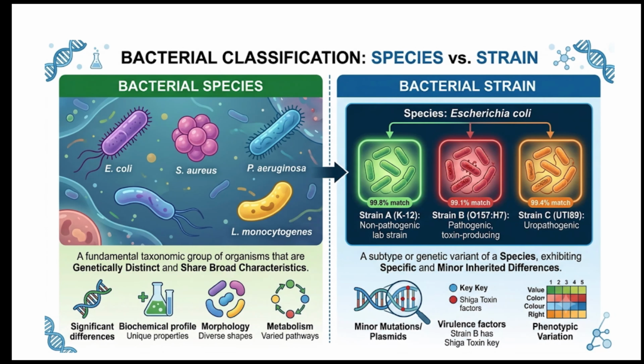Hi everyone, in this video we are going to learn about the difference between species and strain in bacteria. The biological species concept, which is applied to animals, defines a species as a group of organisms which reproduce among themselves to produce fertile offspring.